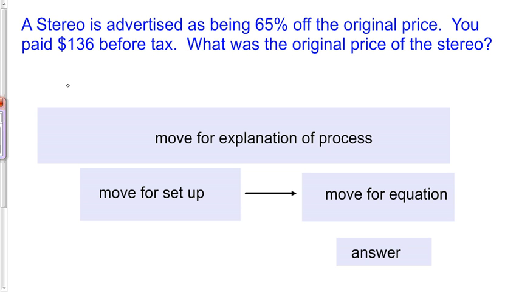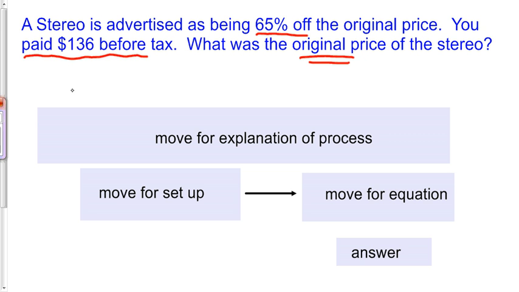Okay, for this problem, we're trying to figure out the original price of a stereo. It says that it's advertised as 65% off, and what you paid, the sale price of it, is $136.